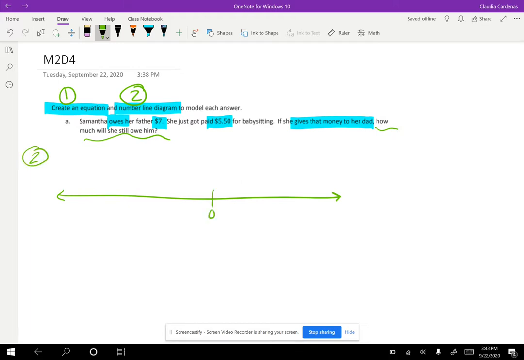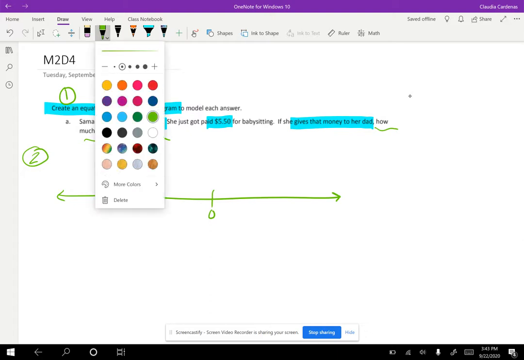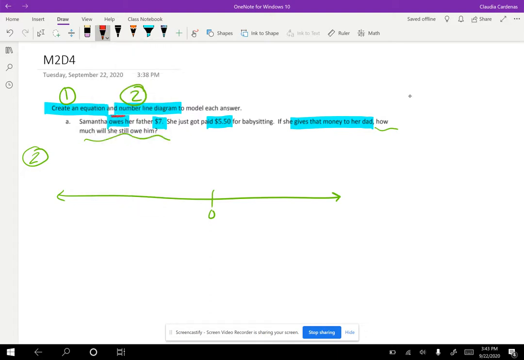So let's look at the problem once more. If she owes her father $7, does that number represent a positive or a negative amount of money? Well, to owe anyone money means that you are in the negatives. So let's represent that on the number line. So when you owe money, that is negative.